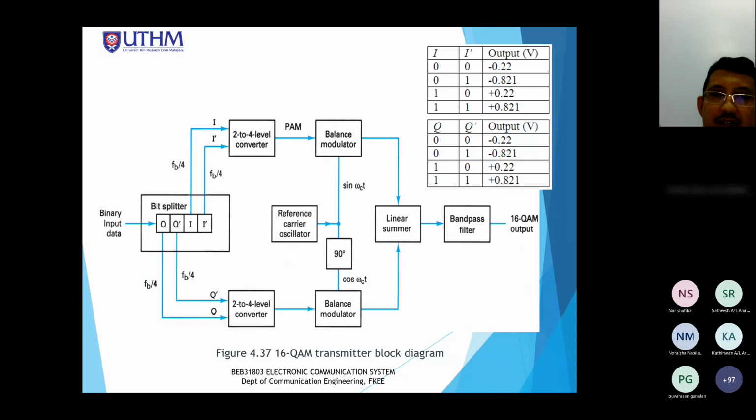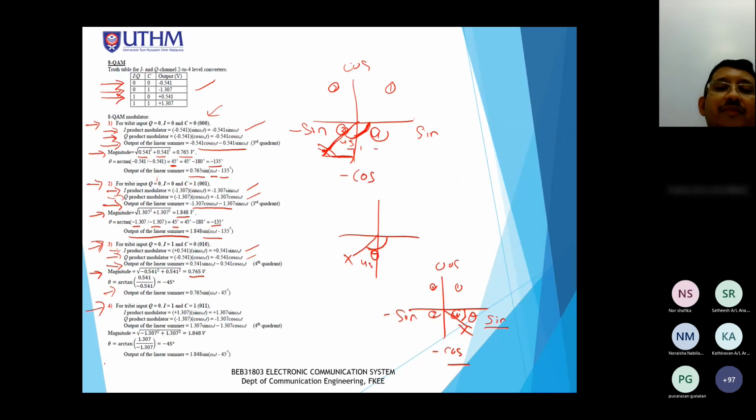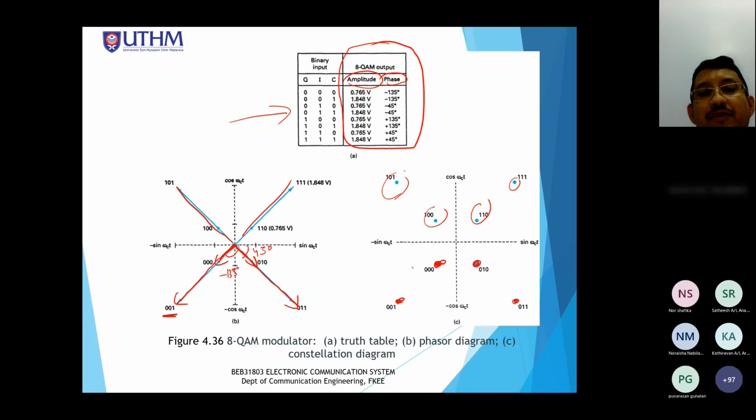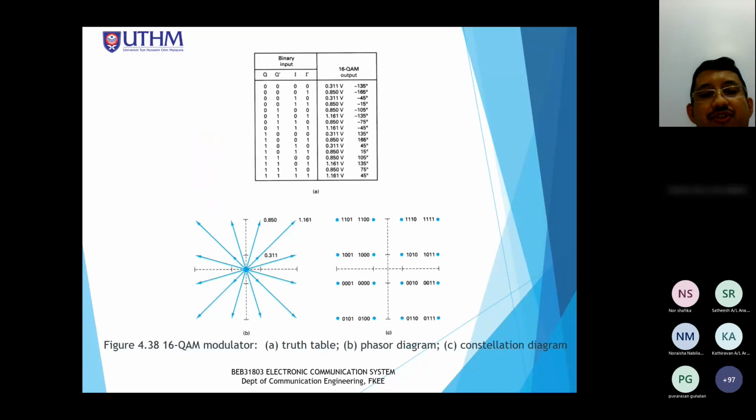And you see the output truth table. We can rewrite the output truth table where we put another column over here, the amplitude, the magnitude, and also the resulting phase that we have calculated previously. So I have shown you up to 4 different inputs. You can try the next 4 inputs for yourself. Okay, and this is for 16 QAM. This you can try on your own.